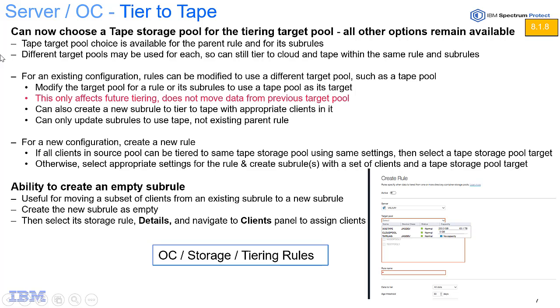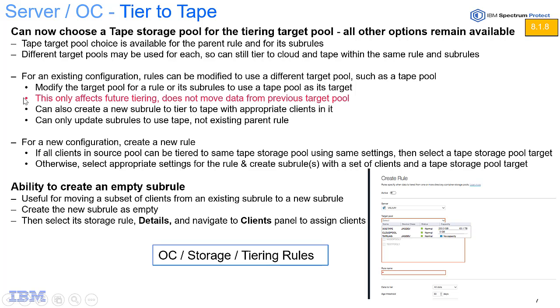In order to tier to tape, you can choose the tape storage pool for the tiering target pool while you're going through the Operations Center setup. So the tape target pool choice is available for the parent rule and/or the subrules. And once again, you can have different target pools for your parent rule and then for the clients inside of the subrules. So for an existing configuration, you can modify those rules and update them to utilize a tape pool. However, you can only update the subrules of an existing rule.